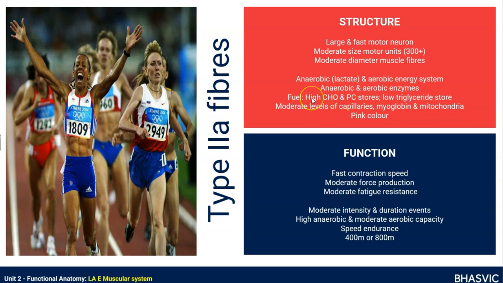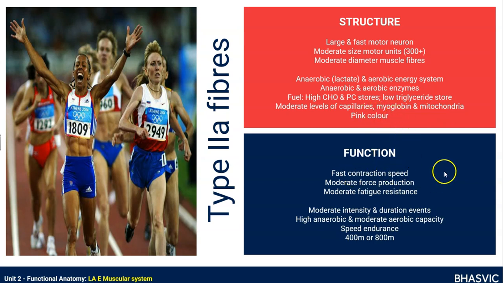They still, because they're slightly more type 2, have higher amounts of the glycogen, carbohydrate stores, or the phosphocreatine stores than they do fat. But they will have some, maybe moderate levels of capillaries, myoglobin, and mitochondria in order to enable them to work aerobically, you've got to have oxygen. So they've got to have some of those delivering and storing and using the oxygen. And because they're kind of in between the other two, these are perhaps pinkish looking under a microscope.